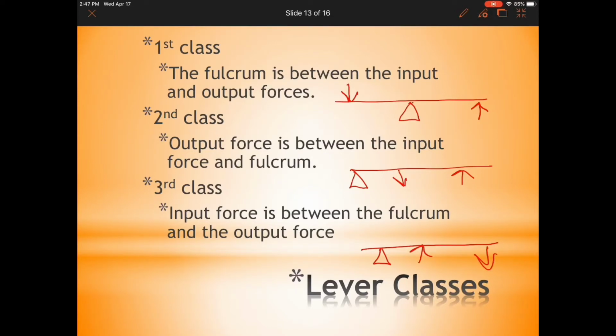All right, so the main thing to take away from this slide is that the way to tell the different classes of levers apart is where the fulcrum is and where the forces are. So if the fulcrum is in the middle, it's always going to be a first class lever. If the fulcrum is near one of the ends, it could be a second or a third class. So in these two cases, you're going to have to figure out what force is where.